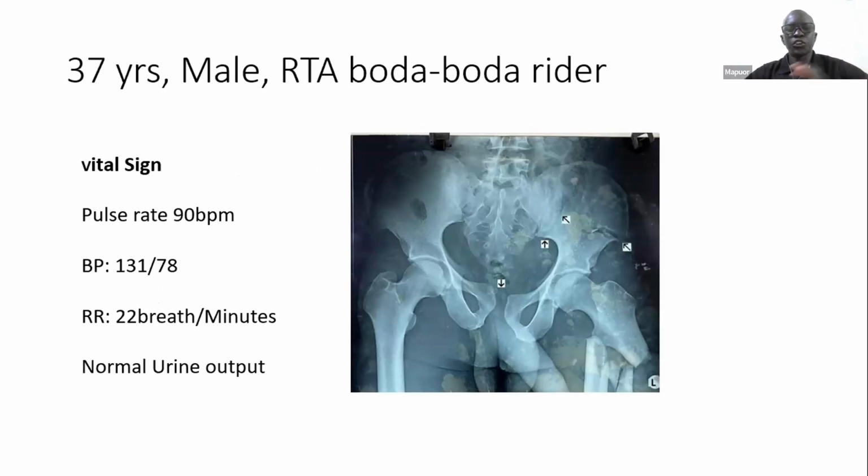Bodaboda is common here in East Africa. It's used for commercial purposes and mainly for transport. So this young man is a bodaboda rider. He was involved in a road traffic accident and sustained an injury to the pelvis and the left femur. He presented to the hospital within the first 30 minutes of his injury. During assessment, he had stable vital signs, which you can see.